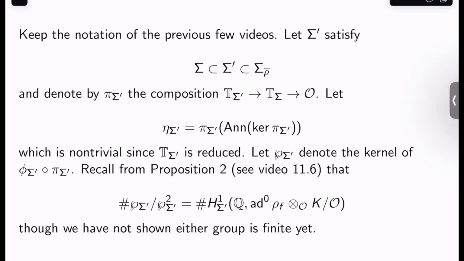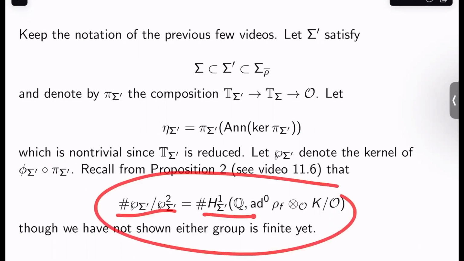Okay. Let's let WP sigma prime denote the kernel of phi sigma prime, so kind of our R equals T map, composed with this pi sub sigma prime. And recall from proposition 2 from, for example, video 11.6, that the cardinality of WP sigma prime over WP sigma prime squared is nothing but the cardinality of H1 sub sigma prime of Q add 0 row F tensor K mod O. Although we haven't actually shown either one of these groups are finite yet.